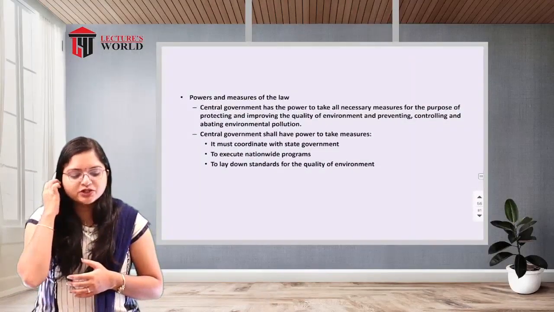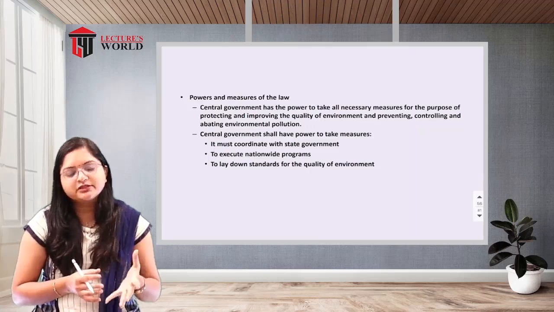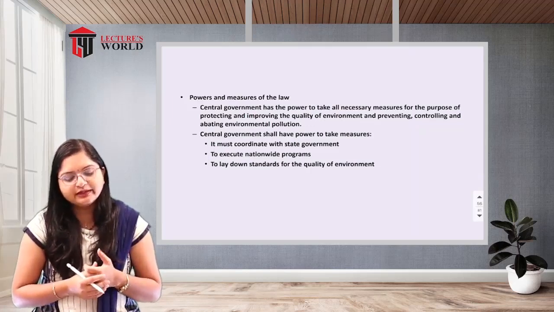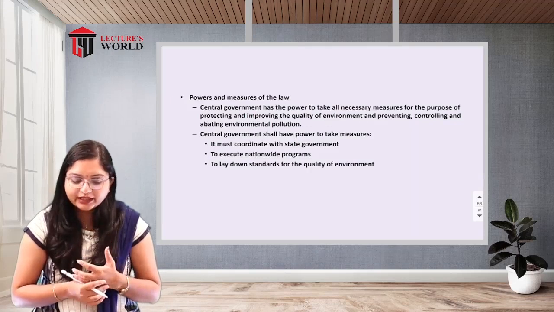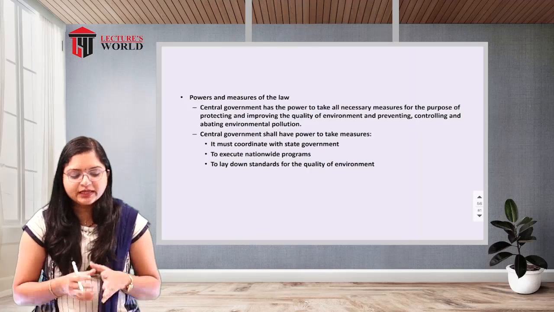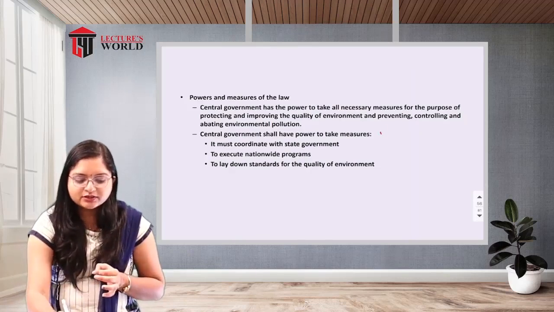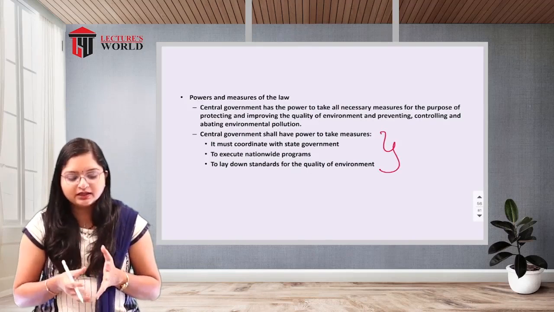Then, powers and measures of this law. So the central government has the power to take all the necessary measures for the purpose of protecting and improving the quality of the environment and preventing, controlling, and abating environmental pollution. Central government shall have the power to take measures. So these are all the measures that the central government shall take.